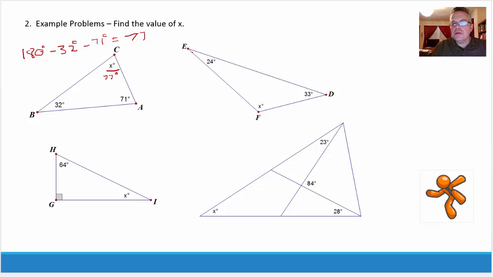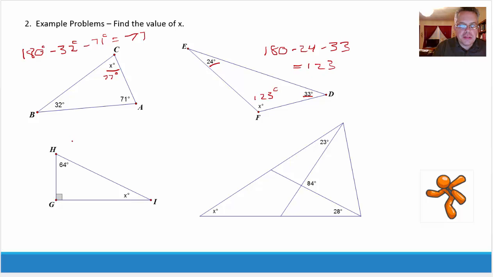Okay, on this triangle here, same thing. I'm given two angle measurements. I'm going to do 180 minus those angles. So minus 24, minus 33. Let's see what we get. We get 123 degrees, which makes sense. That's a big obtuse angle there.